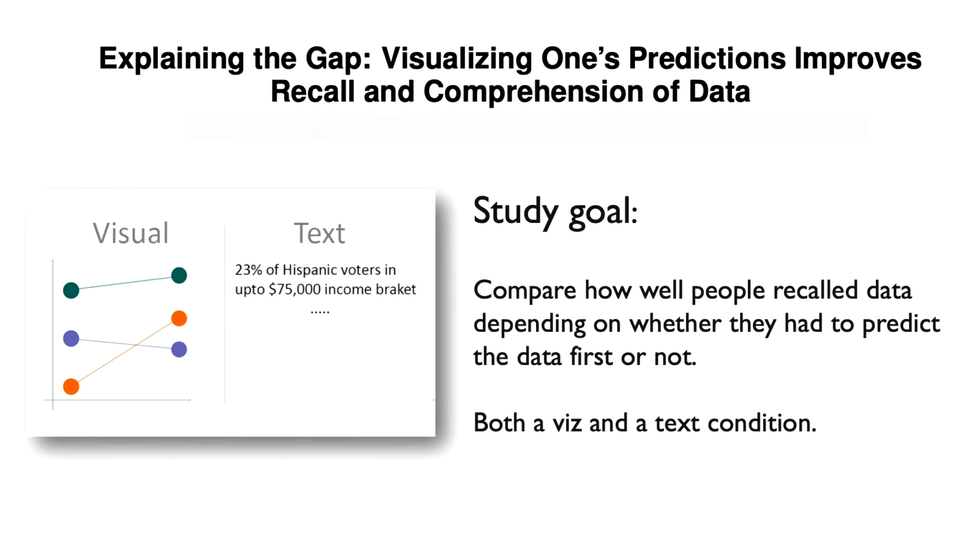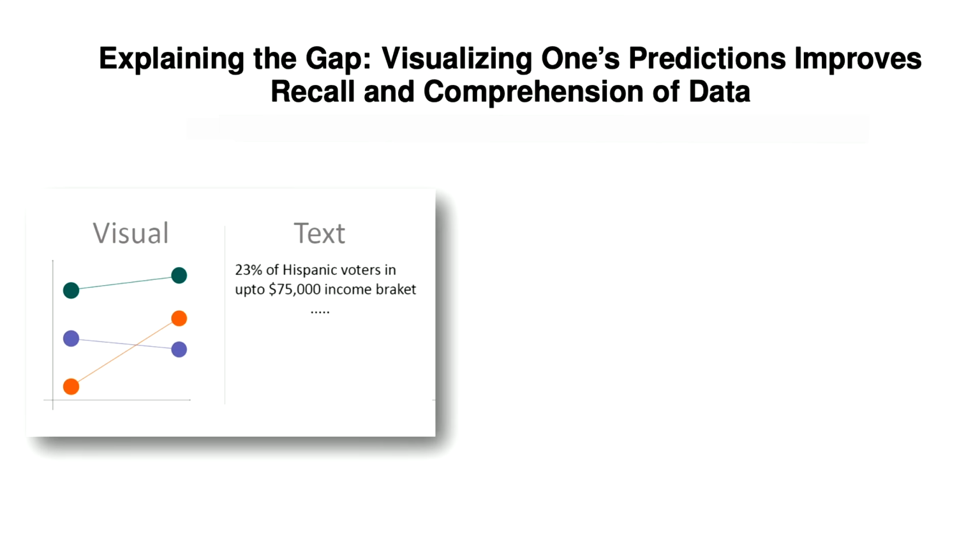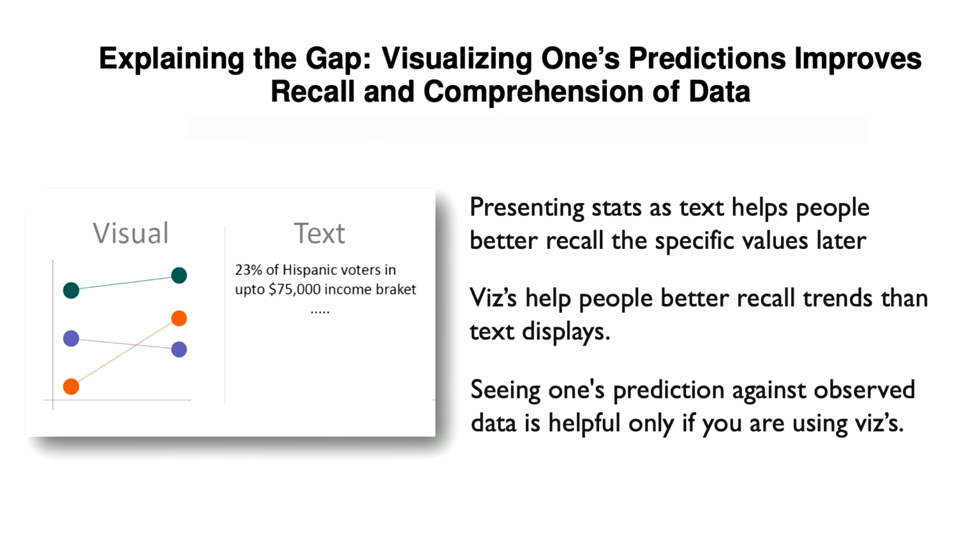Another study was, if you're familiar with the You Draw It visualization from the New York Times, they were trying to see why that thing worked. But all you need to know is people needed to predict data, and they were comparing how well people recalled data depending on whether or not they made predictions. But they used both a visualization and a text condition in this case. And they found that presenting statistics as text helps people better recall the specific values later, but the visualizations help people better recall the trends than the text did. And seeing one's prediction against the observed data is helpful only if you're using the visualizations and not with the text.